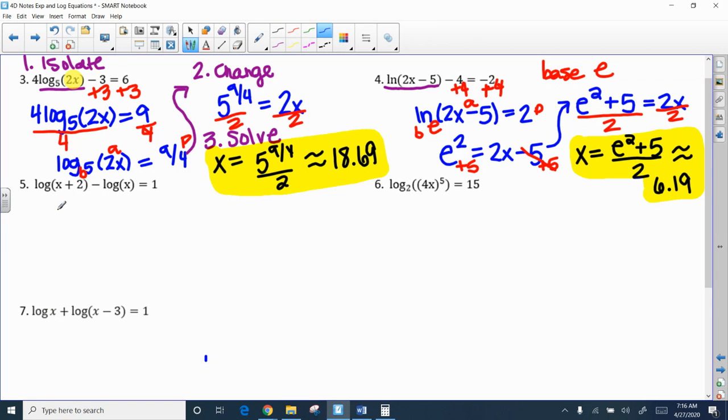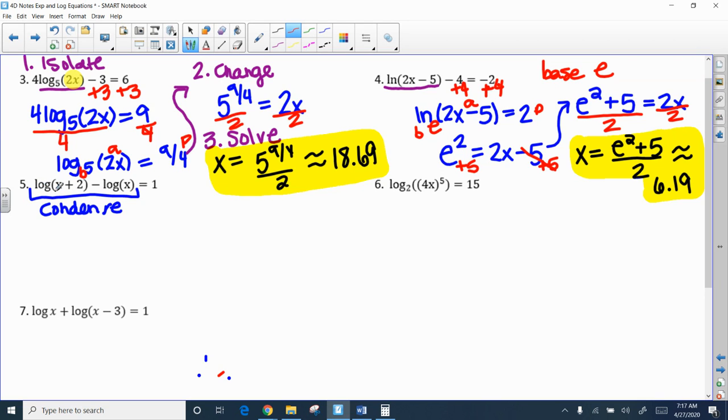Because you might notice there are 2 logarithms. So we have log of x plus 2 minus log of x equals 1. So step 1 is to isolate the logarithm. This looks a little bit different when there are 2 logarithms. The way we're going to isolate is we are going to condense these into one logarithm. So we have to use our properties of logarithms from the previous section, from 4C.